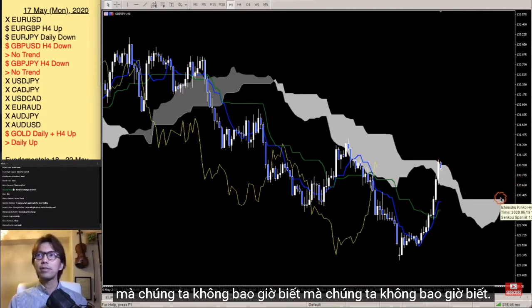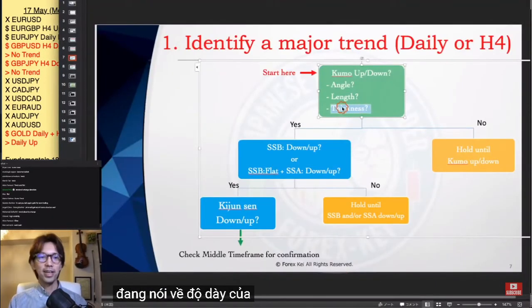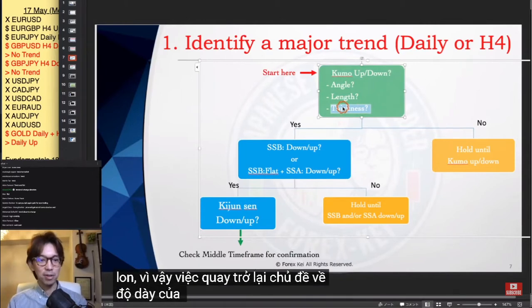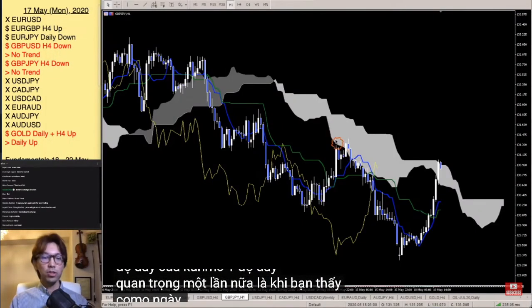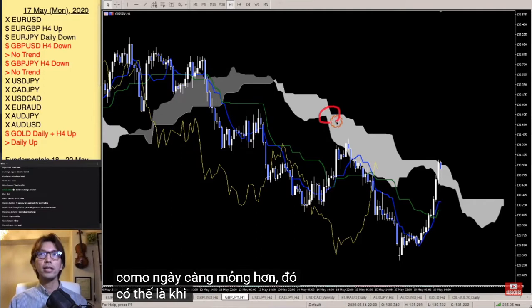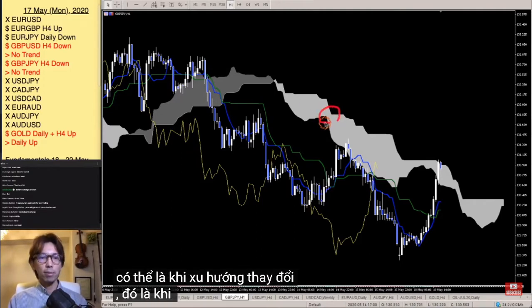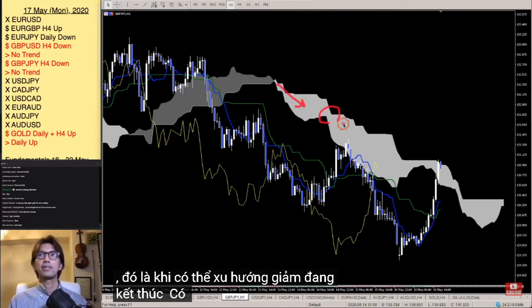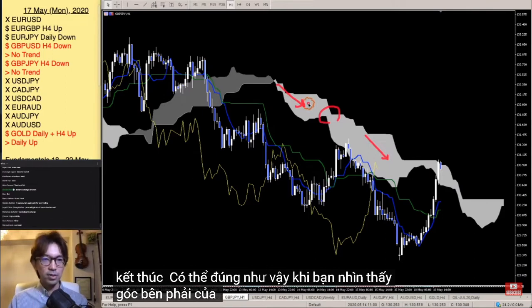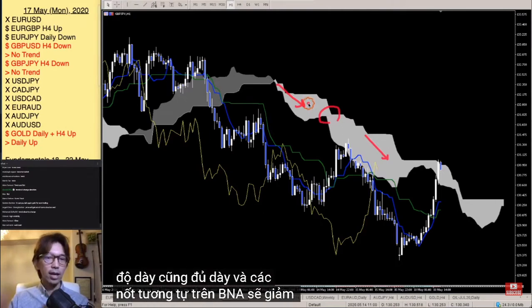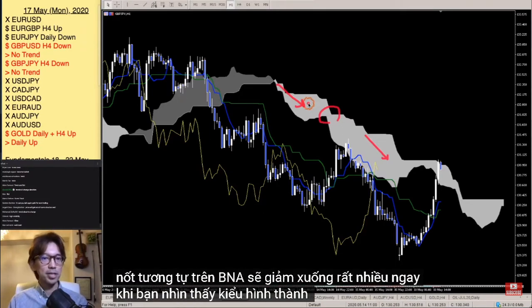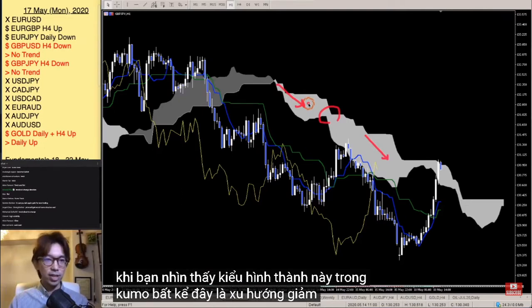So what was the topic? We were talking about the thickness of the Kumo, right? Coming back to the topic, why thickness is important is, again, when you see the Kumo getting thinner, that's possibly when the trend changes, right? That's when possibly the downtrend is ending. So when you see the down Kumo, angle is down, and also the thickness is thick enough, and Senko span B and A are going down, right?